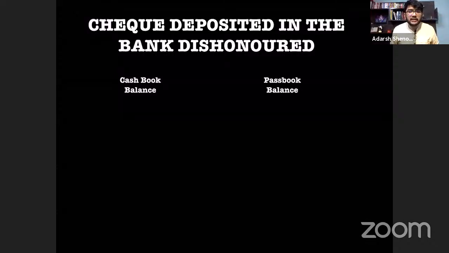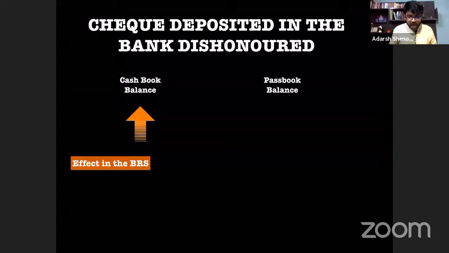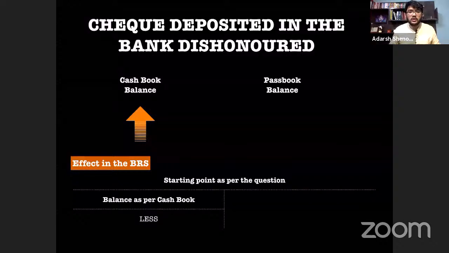So in this case, the cash book balance has moved upwards. What should we do? Affecting the trial balance. Tanush, just pay attention to what I'm discussing now. No problem. If the starting point is cash book, what should I do, guys? I have to reduce. What should I do if the starting point is passbook? Because the cash book balance is more, I have to add. I hope everyone is comfortable with this.